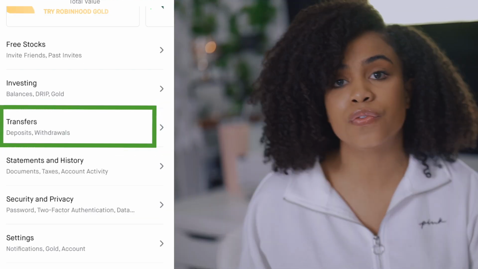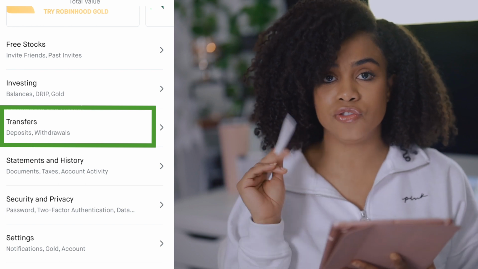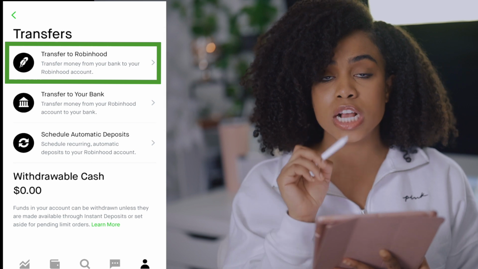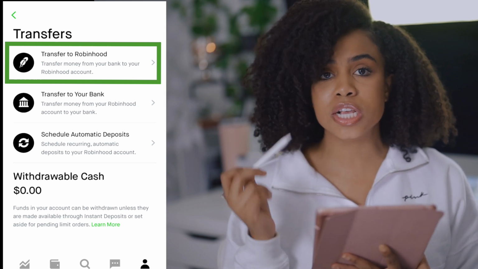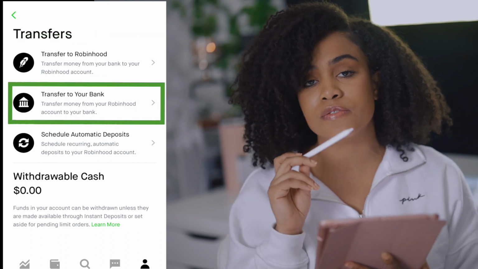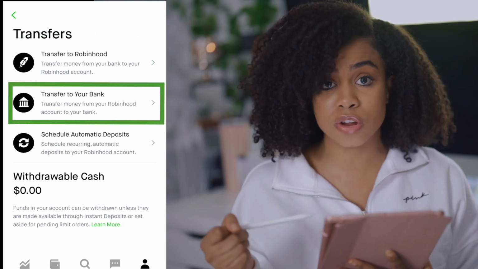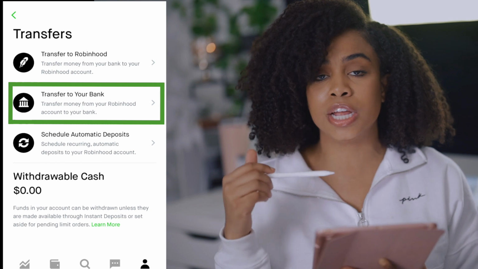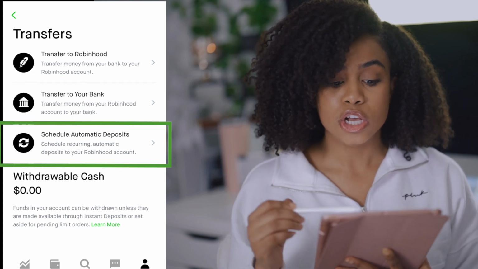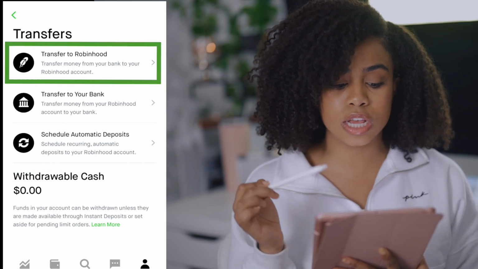So to fund your Robinhood account, you scroll down to where it says transfers, deposits, and withdrawals, and you click on that. You could either transfer it to Robinhood. If you're just opening the app, that's what you would click on. If you want to sell a stock and transfer the money back to your bank, you would click transfer to bank. And then if you want to schedule an automatic deposit, you would set it up through this transfer section right here.